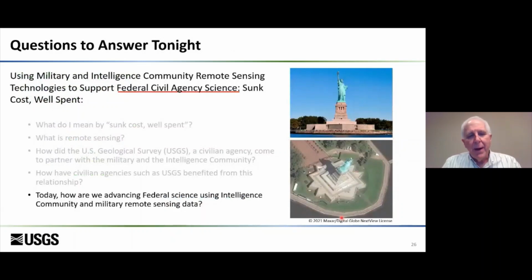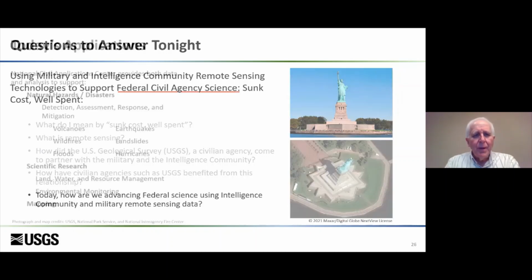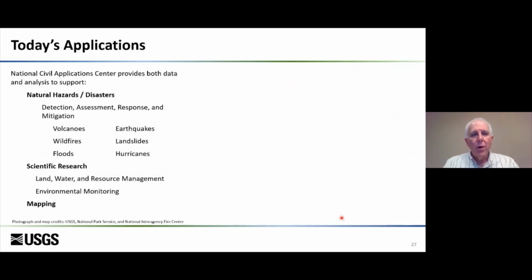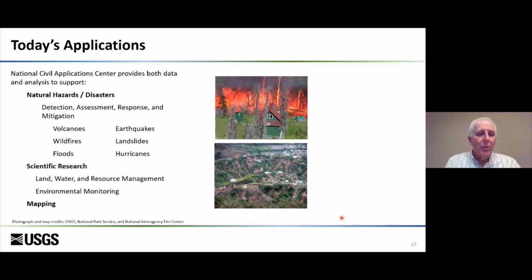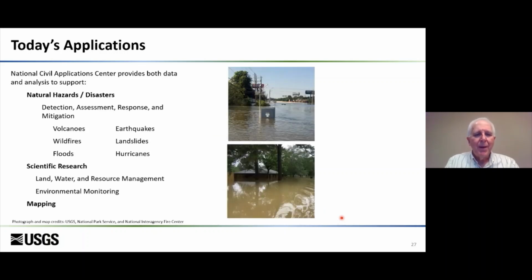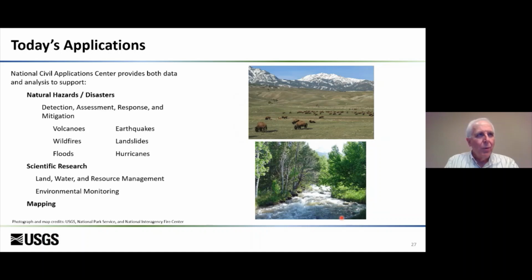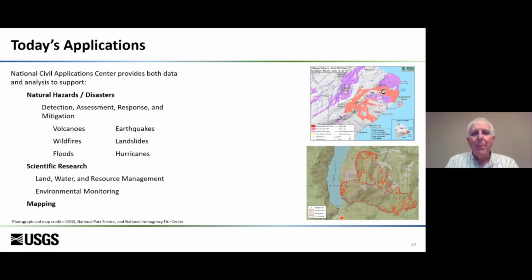Okay, so the crux of my presentation: I just have a whole series of applications to give you a flavor for the type of work that we do. In my office in particular, we monitor volcanoes across the globe. We work with our earthquake scientists and support their needs. We do wildfire detection and mapping. We've worked with our landslide program. We support studies on flooding and hurricane relief. We help with land, water, resource management, environmental monitoring, and finally mapping.